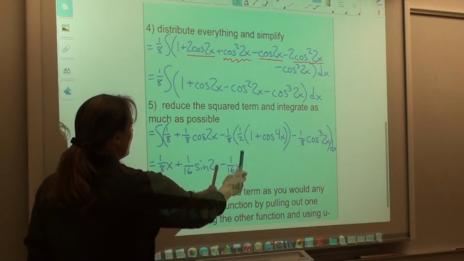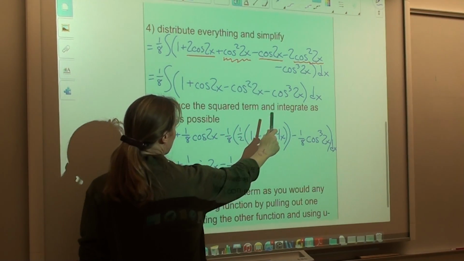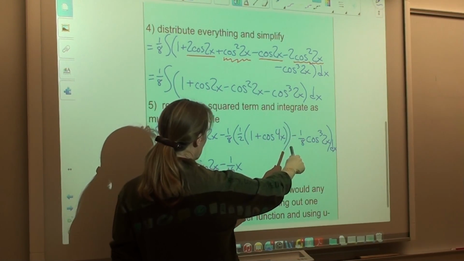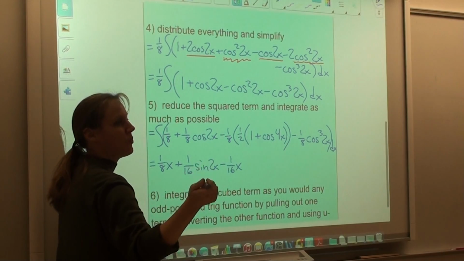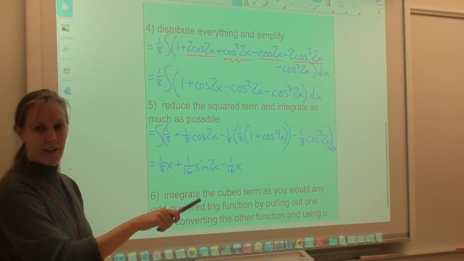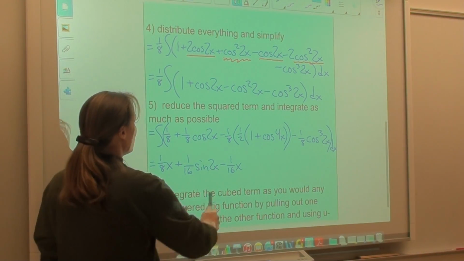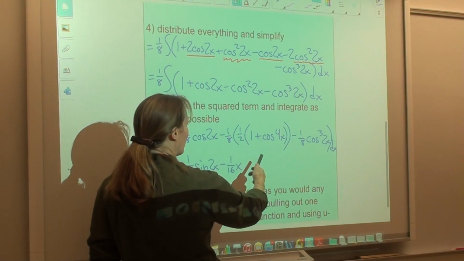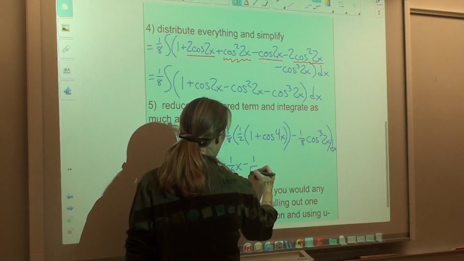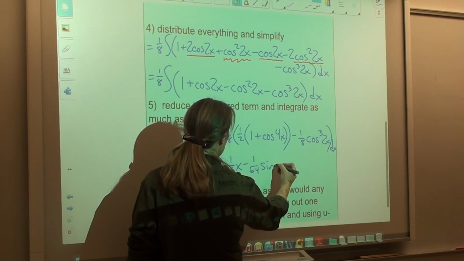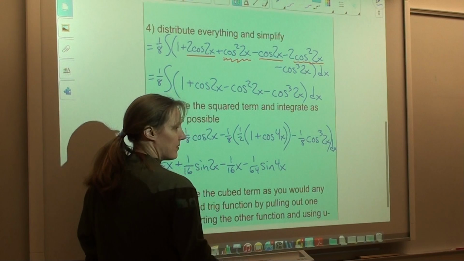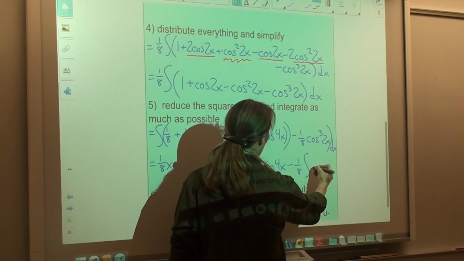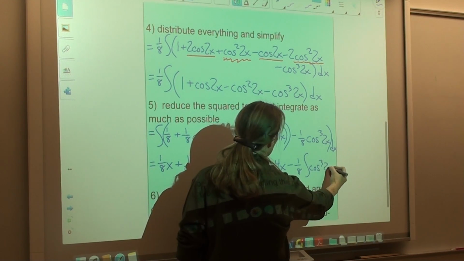All right? We have an eighth times a half times the antiderivative of cosine 4x, which is, right, the antiderivative is 1/4 sine 4x, right? So we end up with an eighth times a half times a fourth. So 1/64 sine 4x. And now all we have left is this little 1/8 integral cosine cubed 2x dx.